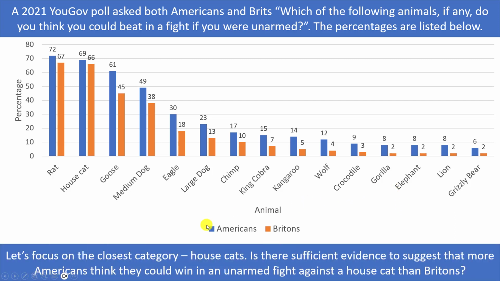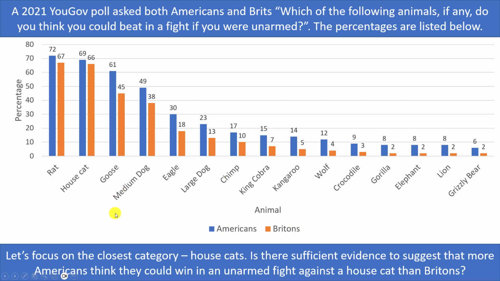But let's go ahead and focus on the closest category. The closest category is the house cat, right? 69 to 66%. And we want to know if there is sufficient evidence to suggest that more Americans think they could win in a fight if they were unarmed against a house cat than people from Great Britain. Now, of course, it is higher in the sample, but we're trying to talk more about the greater population of all Americans and people from Great Britain, right?